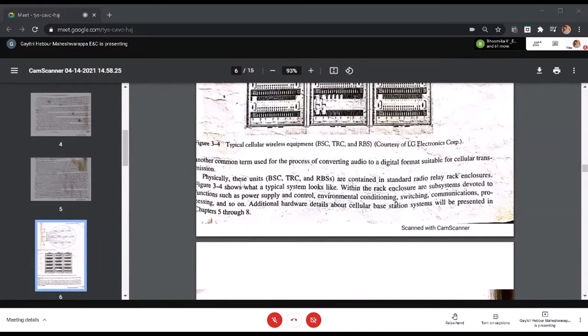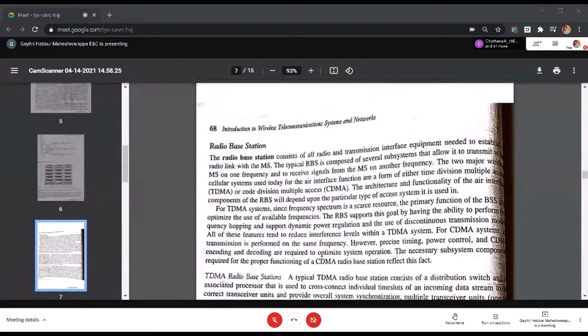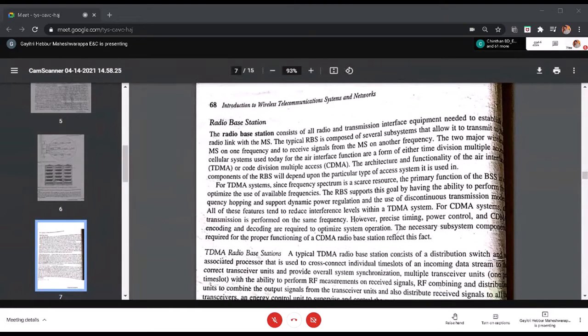Physically, these units, the BSC, TRC and RBSs, the entire thing we call the base station system, are contained in standard radio relay rack enclosures. So it looks like this. For all these, power supplies will be connected, along with environmental control, switching, communications, processing, and so on. Additional hardware details will be given in chapter 5. So that is the overall base station system.